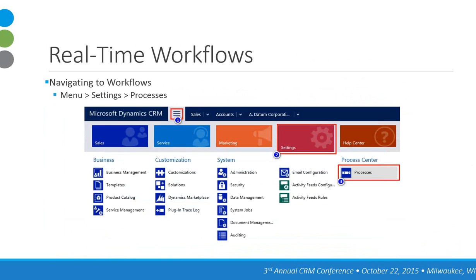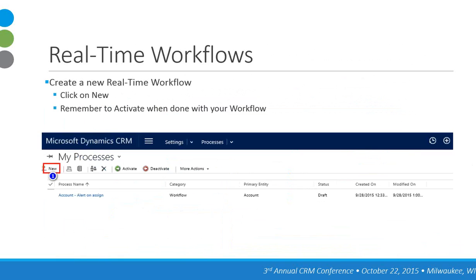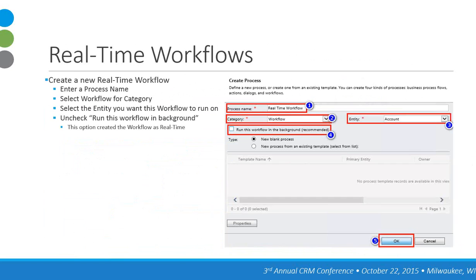You can access these in the menu, Settings, and Processes. And you can just click a new process as you would with any workflow. And remember to activate when you're done. In the new process pop-up window, you'll give it a name, category, and the record type you want it to run on. And then the "Run this workflow in the background (recommended)" option is what you will want to uncheck to make this an actual real-time workflow. And then you can hit OK.